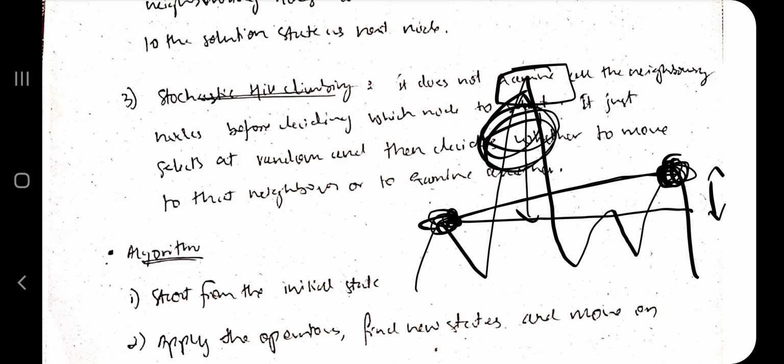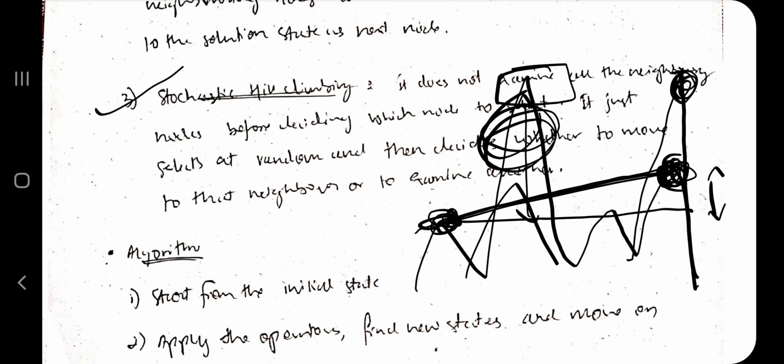But the advantage is that if the global maximum was here, and this was small here, you could reach it directly. You directly reached the global maximum in a very short amount of time. That is the advantage and disadvantage of stochastic hill climbing. So it depends on the situation which method we will follow.